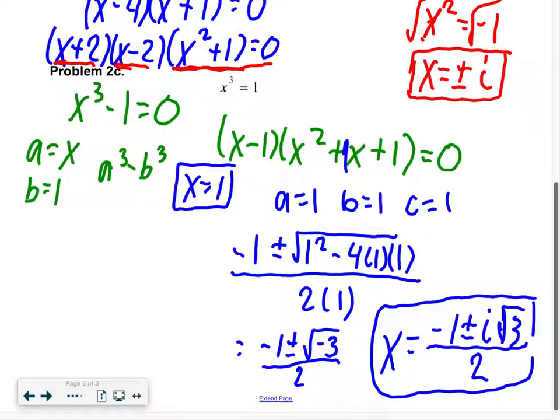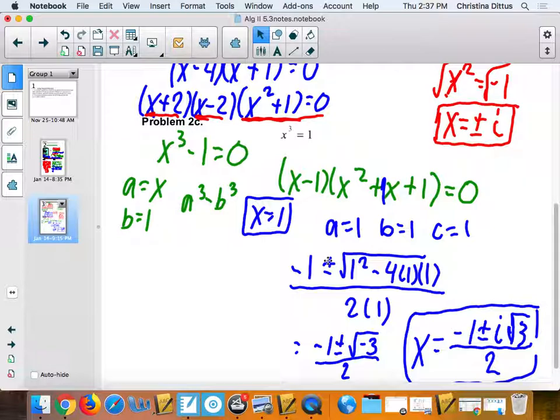That is like the ugliest number I've ever seen. Questions? That's pretty bad, isn't it? It is a very ugly number.